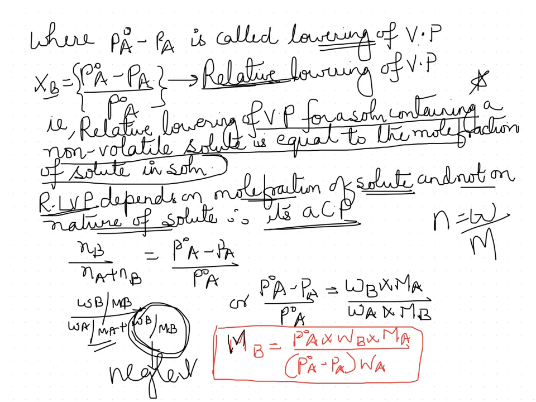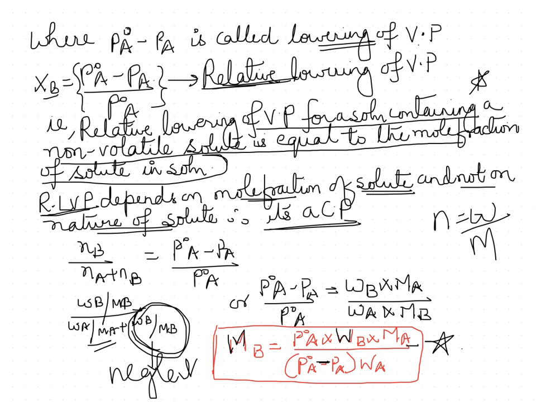If you know it is glucose, I can easily find out that its molecular mass is 180 because glucose is C6H12O6. Suppose we are not being told that it is glucose. So how do we find the molecular mass of the solute? So MB is equal to P0A into WB into MA. You can remember it in this way: WB is always in the numerator, MA is on the top, and then P0A minus PA, anything minus, that is less, so it comes down into WA. So MB is equal to P0A into WB into MA divided by P0A minus PA into WA.